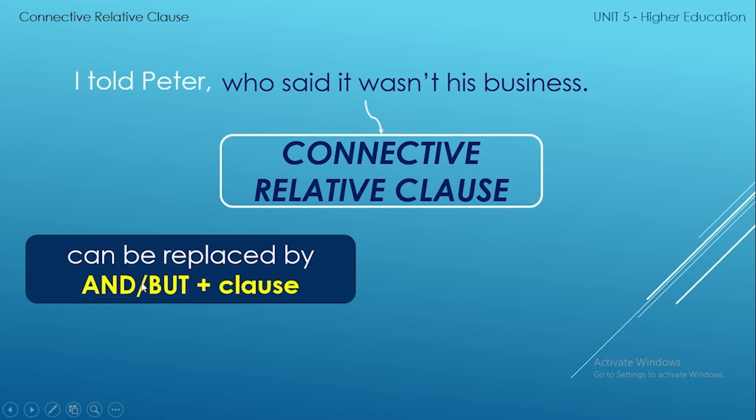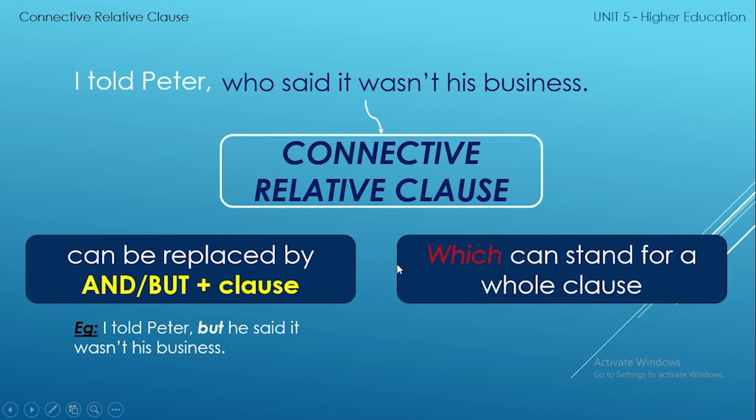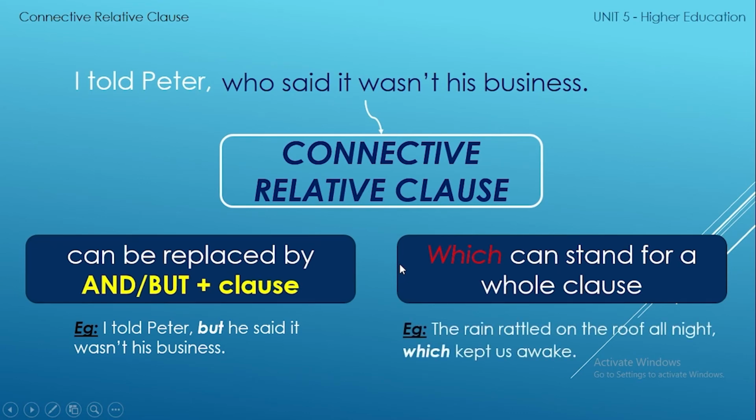So this can also be replaced by and or but plus a clause. For example, I told Peter, but he said it wasn't his business. Which can stand for a whole clause. For example, the rain rattled on the roof all night, which kept us awake.